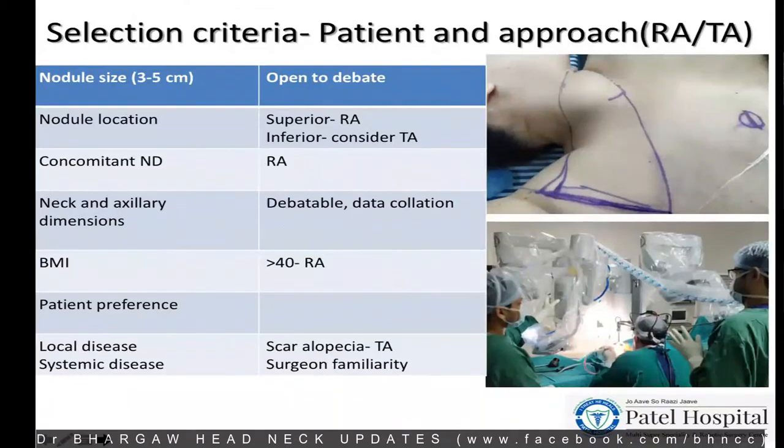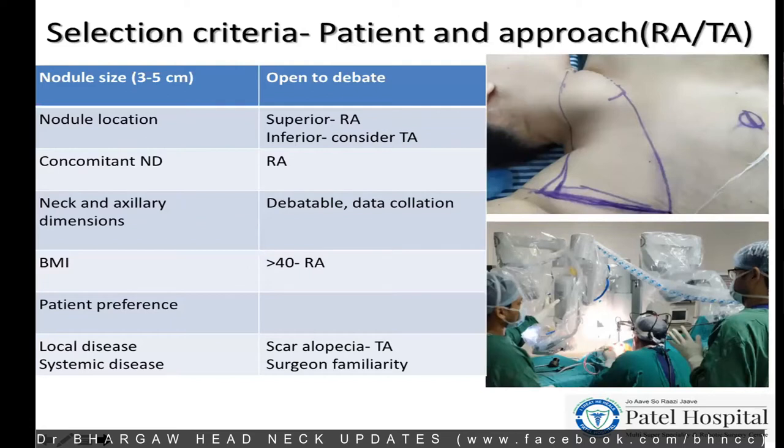We've tried to devise some selection criteria, and there are a couple of proponents in our country who've done a sizable number, higher than ours, and this is borrowed from our limited experience as well as from the discussions we've had with them. Remember that selection criteria would be largely based on the fact that if you look from top to bottom, nodule size more than 5 centimeters would typically not be tackled by the robot. Nodule location: we look at the distance from the retroauricular skin crease as well as the anterior axillary fold, and that helps us decide whether or not you're going to consider the transaxillary or the retroauricular approach. If you're going to do a neck dissection concomitantly, then definitely the retroauricular approach.